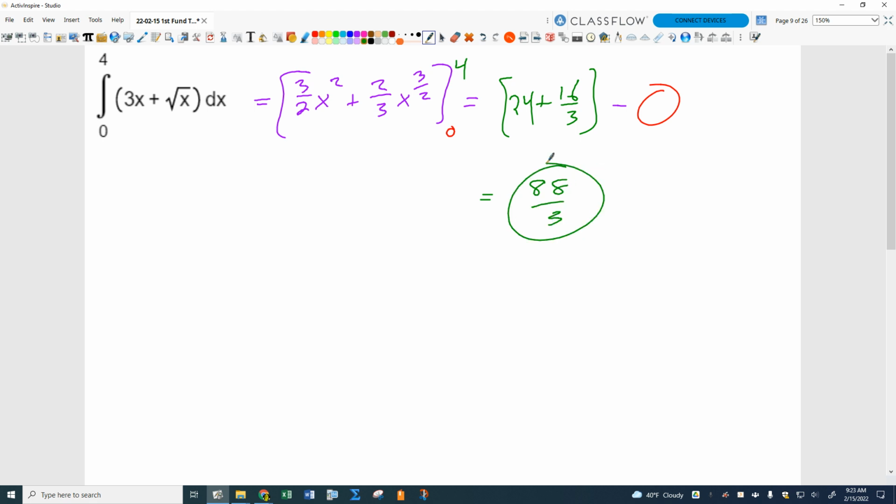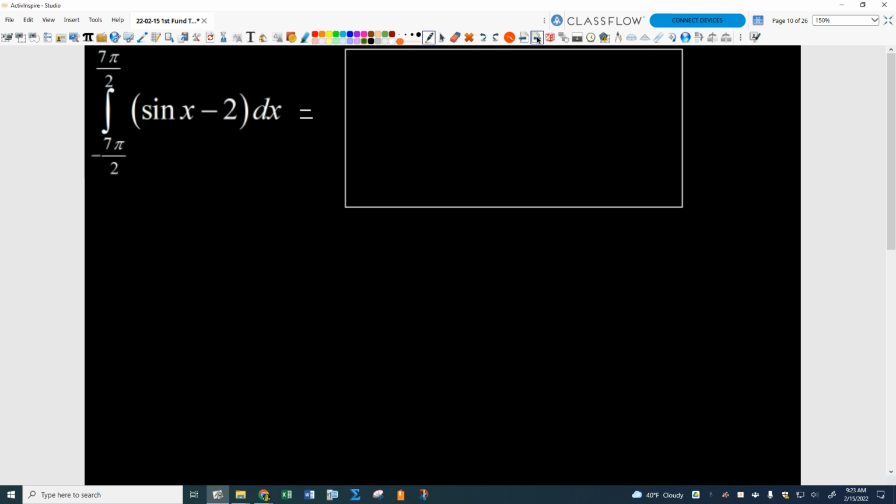Okay, good? Make sense? Okay, what about this one? This one's kind of cool. So this is one where finally we get to one where it makes sense to split this up. How come it makes sense to split this up? Because our limits of integration are symmetric, right? Look at these two pieces.